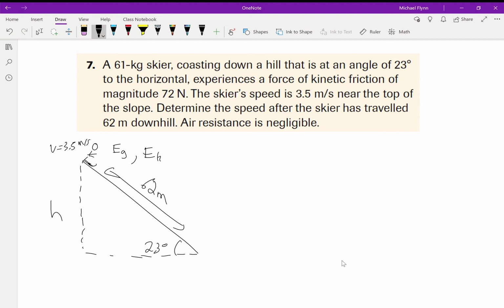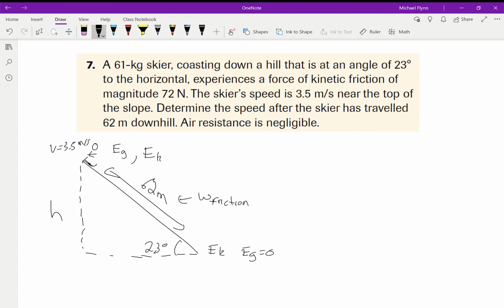Now at the bottom, and we're going to assume that what we mean by the bottom is just relatively speaking, that's as low as he's going to go. So at the bottom, he still has EK, okay? But his EG is 0, at the bottom relative to the top. You got it? Now in the middle, he's going to be losing gravitational energy, but also there's work done by friction on his way down the slope, okay?